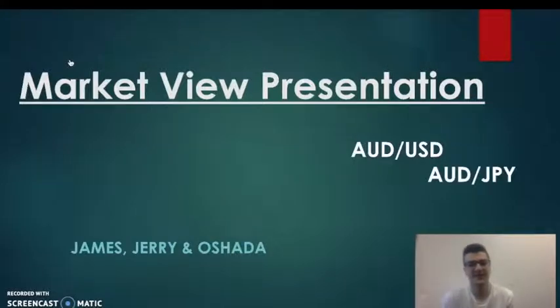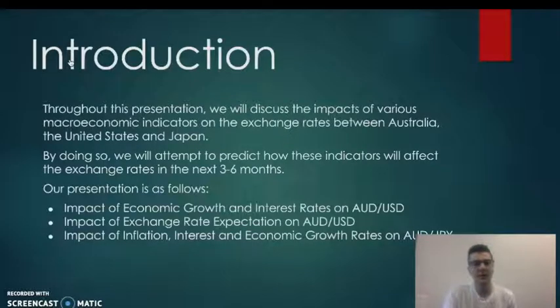We're here to discuss the impacts of the exchange rates between the Australian and US dollars, as well as the Australian dollar and the Japanese yen. Throughout this presentation, we're going to discuss the impacts of various macroeconomic indicators, such as inflation, interest rates, and economic growth rates, on the exchange rates between Australia, the US, and Japan. By doing so, we'll attempt to predict how these indicators will affect the exchange rates in about the next 3 to 6 months.